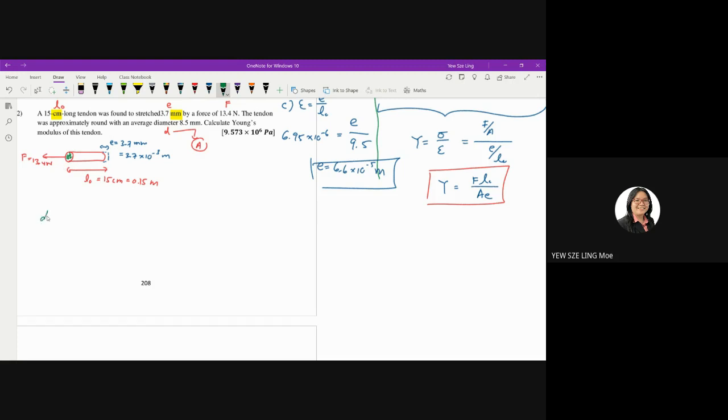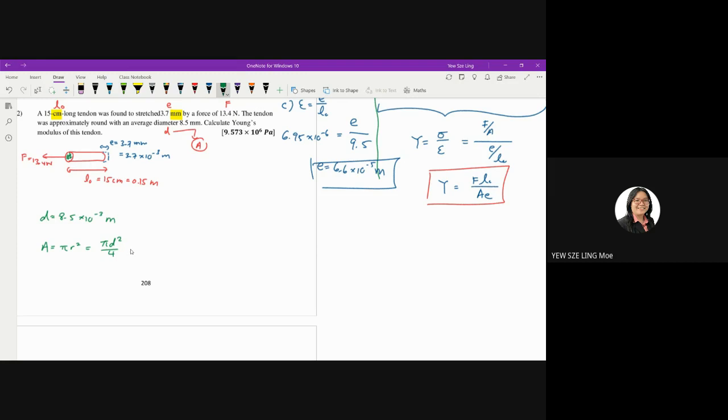Since you are given d equals 8.5 times 10 to the power of negative 3 meter, and A is equal to, now A is either pi r squared, and if you don't want to calculate a radius, you can straight away use pi d squared over 4. Okay, because r is equal to d over 2. If you square d over 2, then you obtain d squared over 4. Therefore, A is also equal to pi d squared over 4.